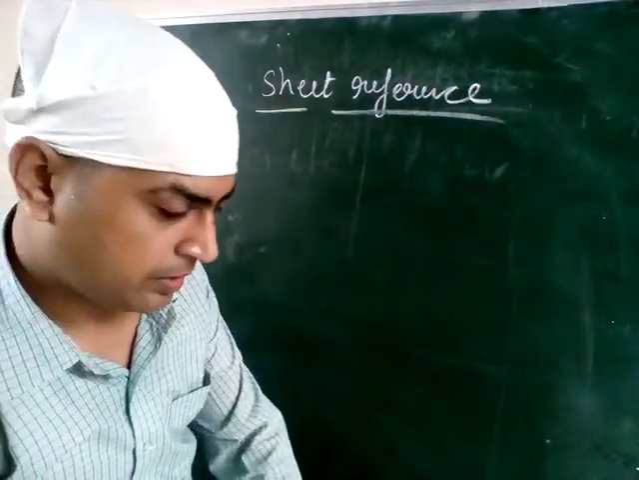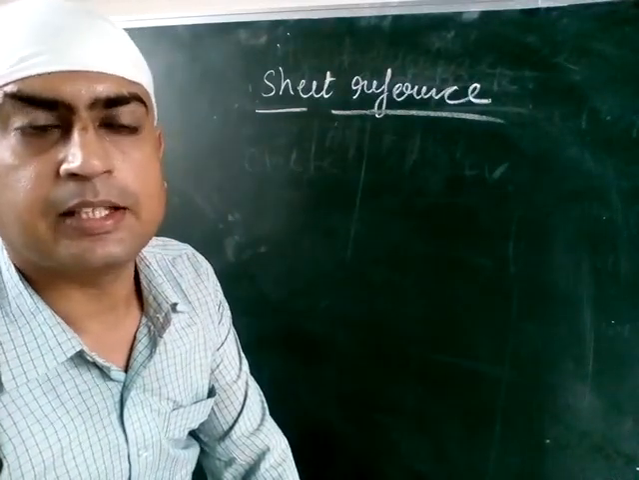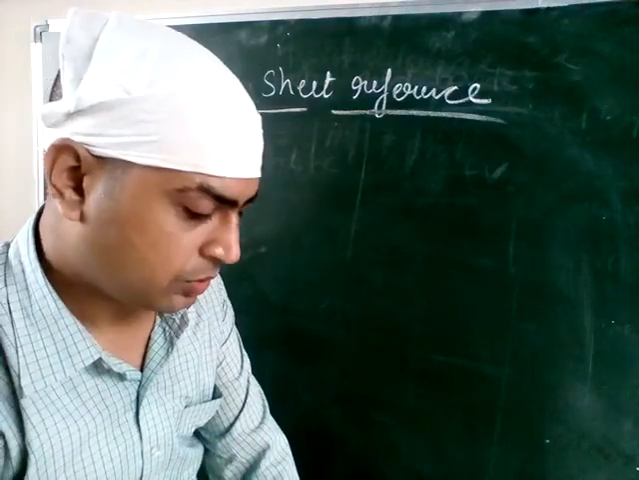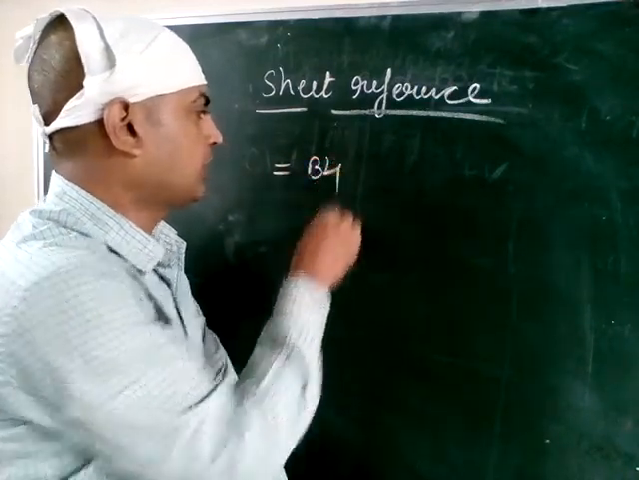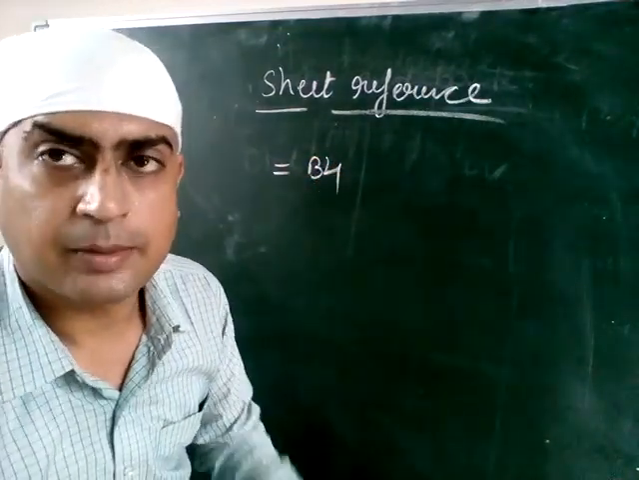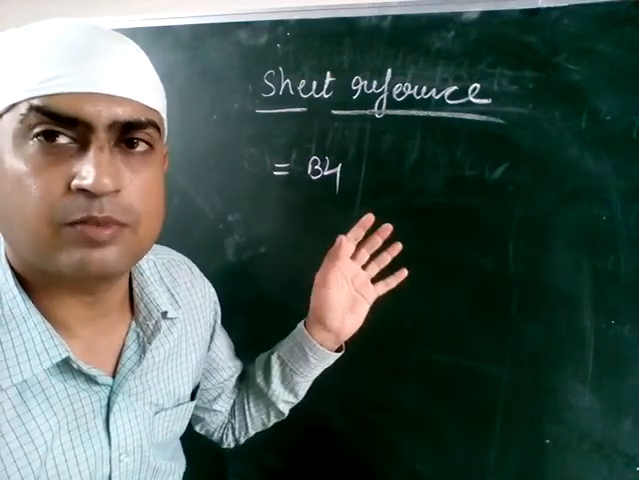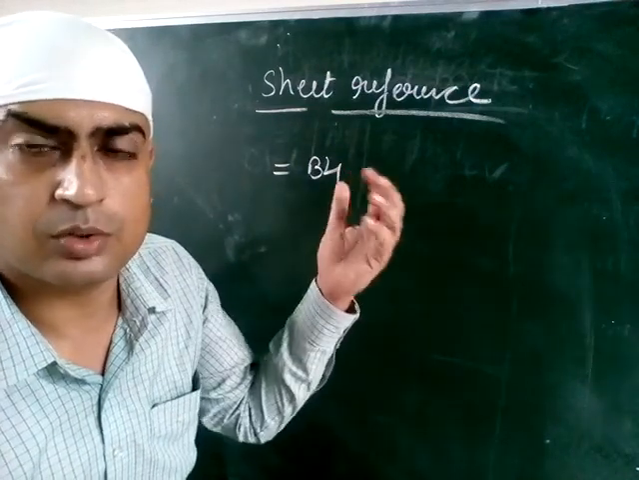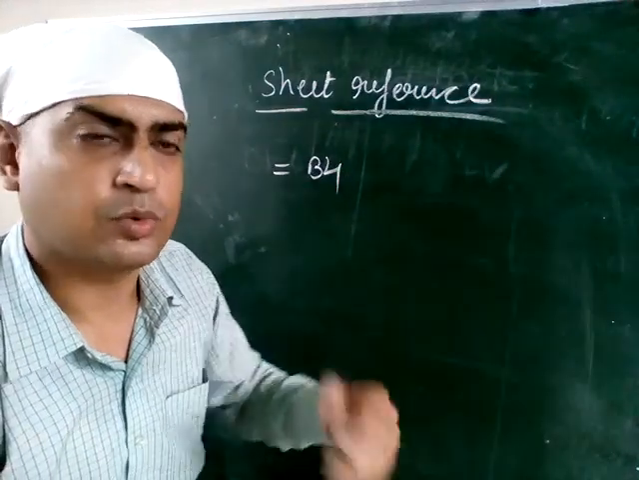Sheet reference: you will write the sheet name first, and the cell name at the end. Now if we are writing the formula, it is equal to B4. This is the present cell name. We are working on B4 and we want to add a certain value from another sheet.